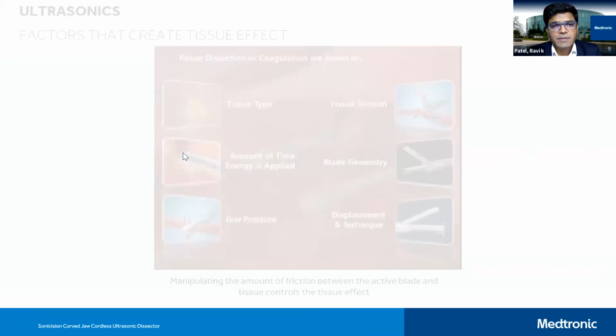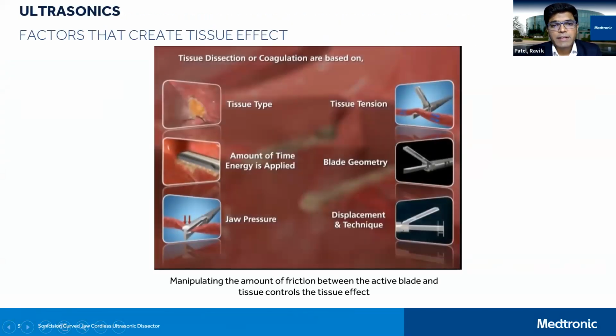And what are the factors which affect the dissection effect? Those are based on tissue type. So if thicker tissue is there, then it will take some time. Amount of time energy is applied. What is the jaw pressure? How the pressure in between the jaw is also important. Tissue tension, whether there is a traction on the tissue, and also blade geometry. Is it straight? Is it curved? And finally, displacement and tactics.